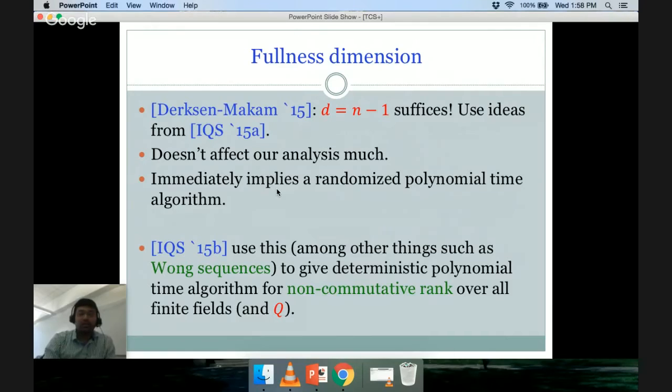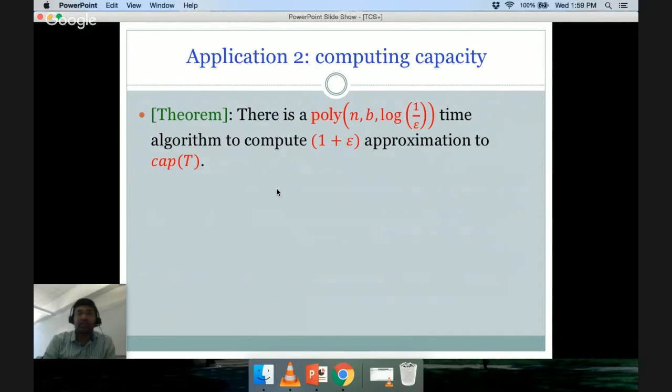Okay, so this is the first application of operator scaling, computing the non-commutative rank. The second application is computing the capacity. Okay, and I should really thank Ankit for this. This came out in discussions with him. So there's a polynomial time algorithm to compute 1 plus epsilon approximations to the capacity function.